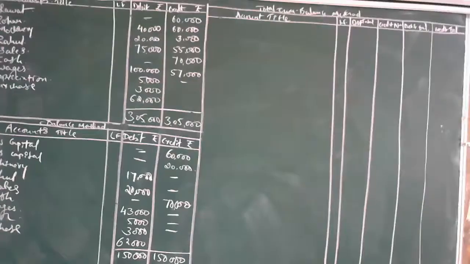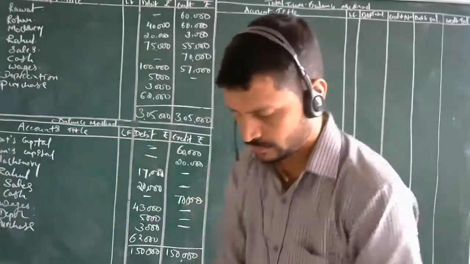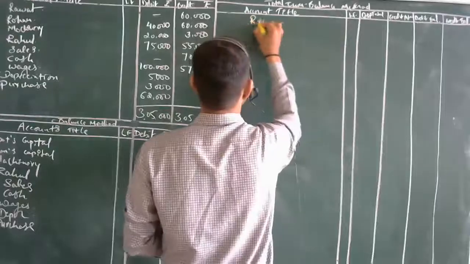Now you are able to see this. Let's see the information one by one. First, it comes to Rawat capital.